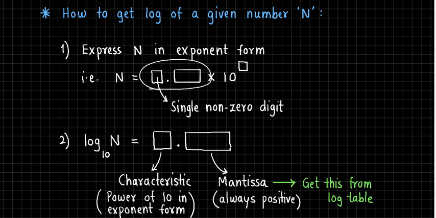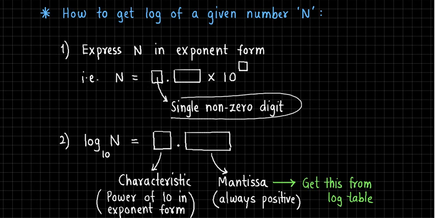So we have to write the number n as the decimal number as shown here, where the integer part is a single non-zero digit, and then multiplied by 10 raised to some requisite power. Basically any number can always be written in this particular exponent form. If you take an example, suppose we want to express the number 123.4 in the exponent form.